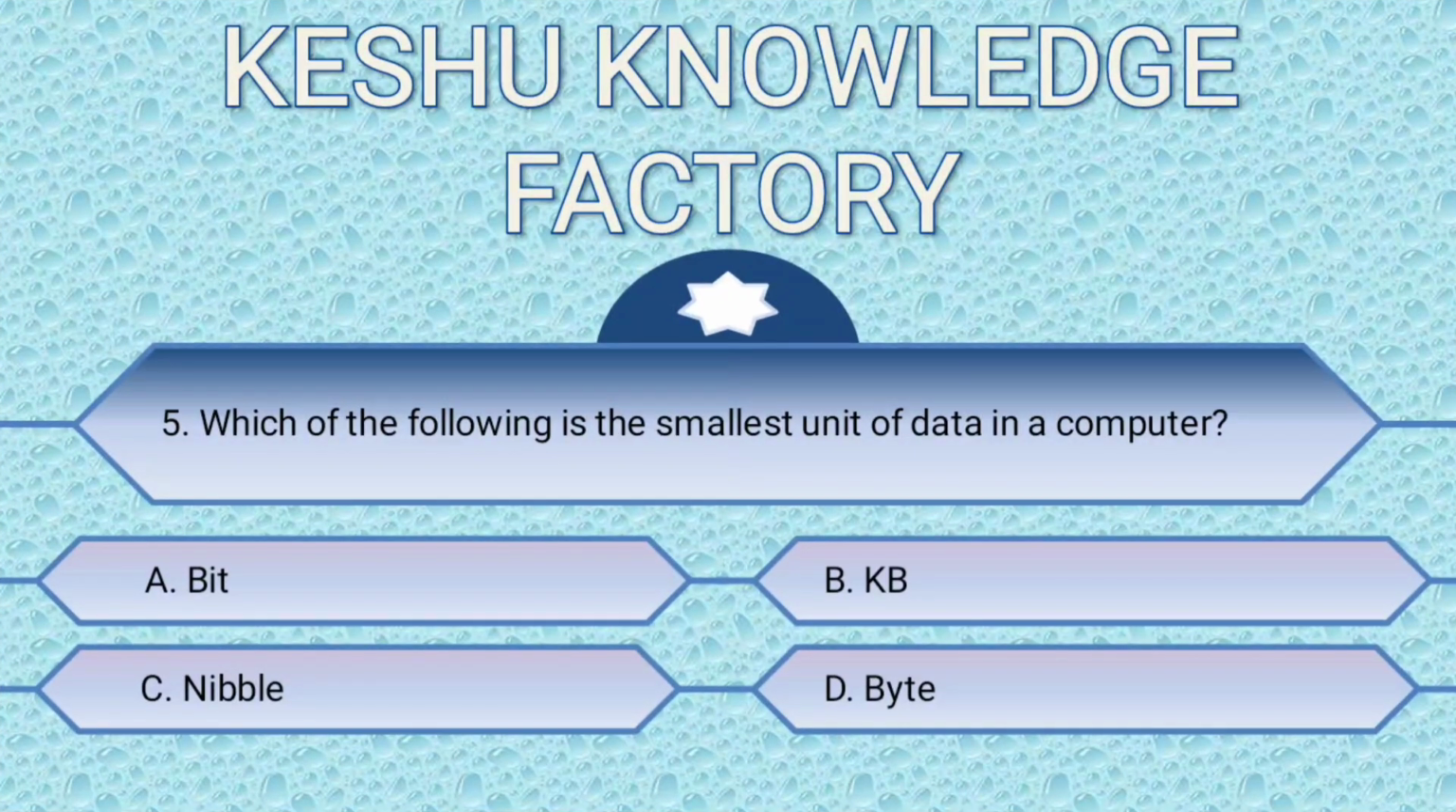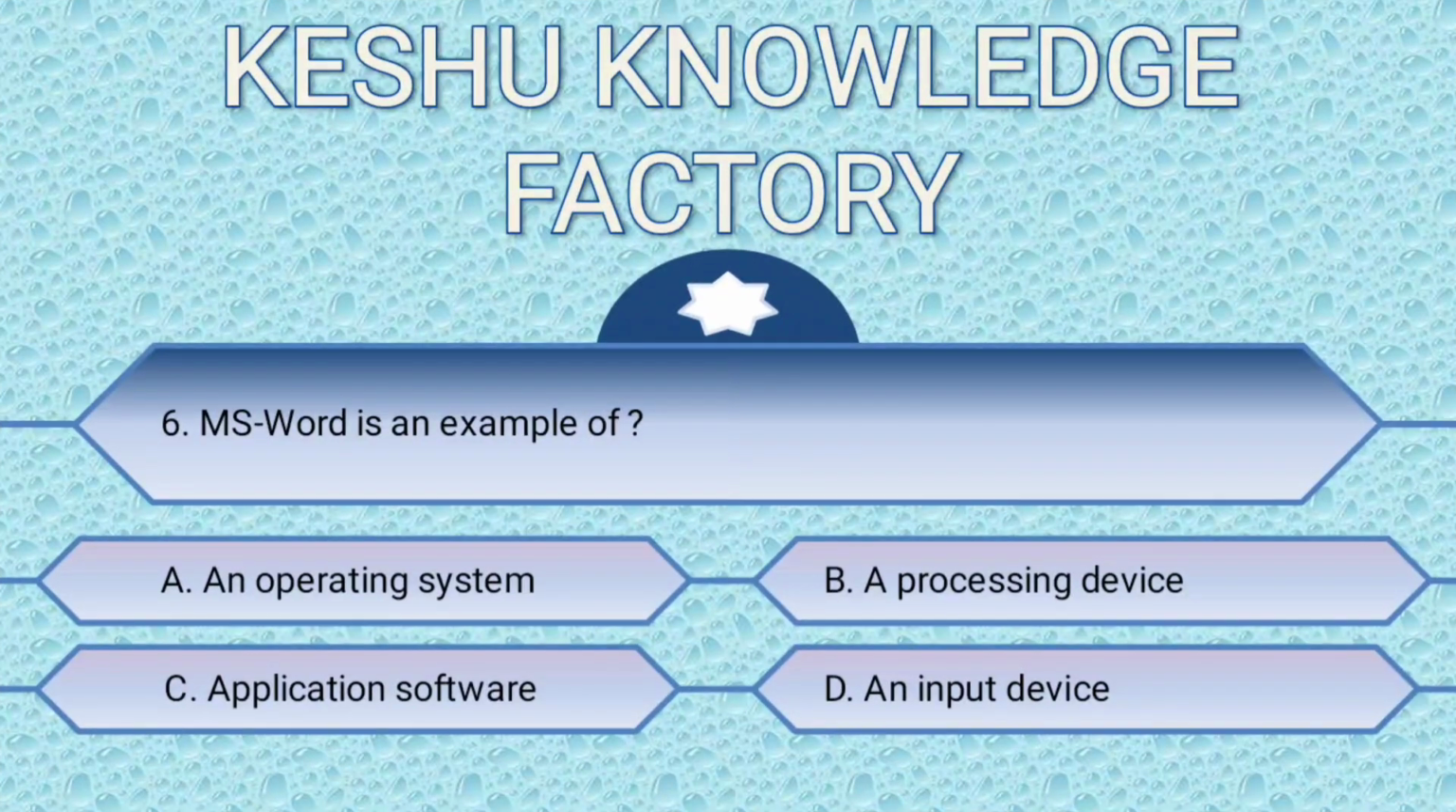Question 5. Which of the following is the smallest unit of data in a computer? A. Bit. B. KB. C. Nibble. D. Byte. Answer is A. Bit.